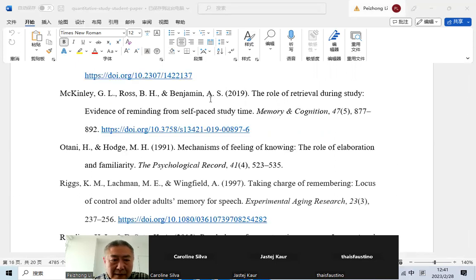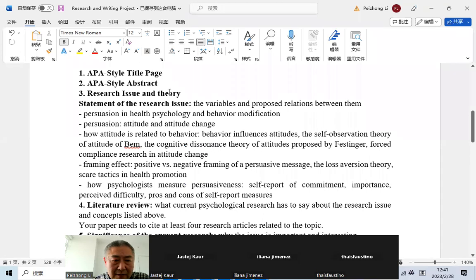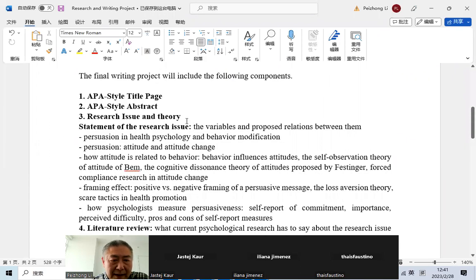That is the template. Now, let's talk about the main body, the major part, the most important part of the paper. In this part, at the beginning, you make a statement of your research issue, research question. And the main body of the paper basically follows the same order of the research project. First, we always start with a research issue.